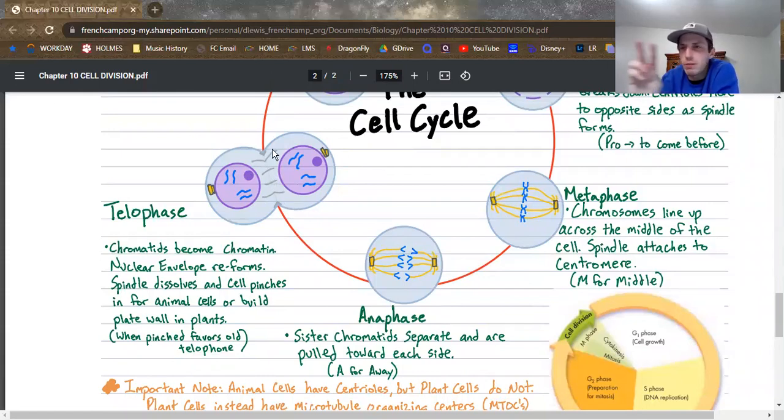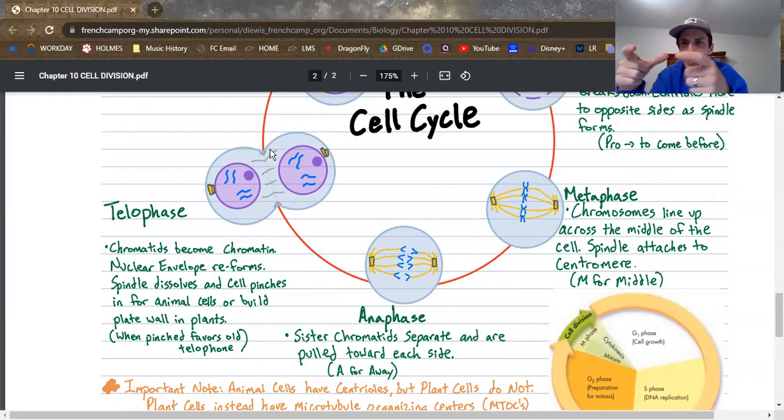And so it happens differently between plant and animal cells. In animal cells, you get an actin filament ring that's actually going to contract, and it'll essentially squeeze in and pinch through the cell, separating it into two new cells. In plant cells, because they have a thick cell wall, it can't squeeze through it.